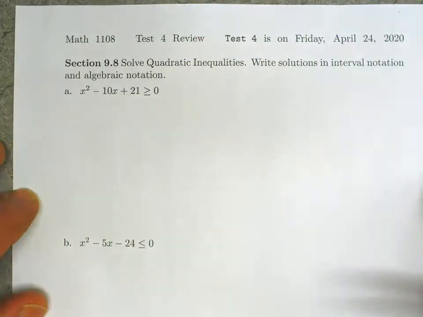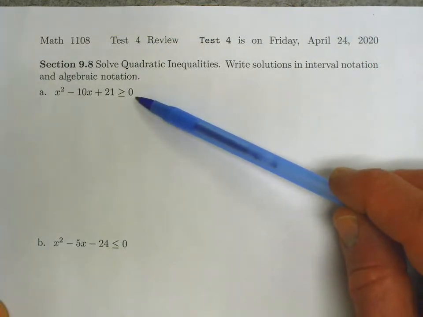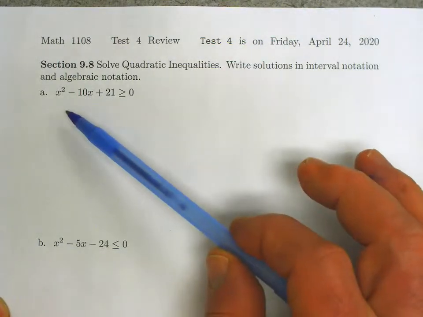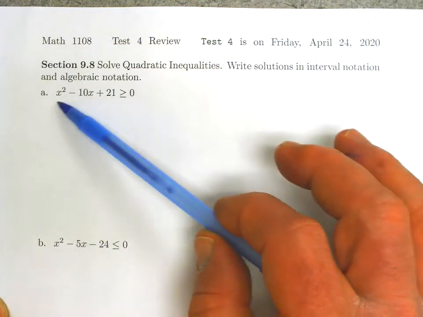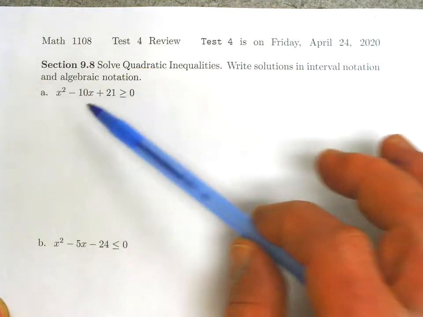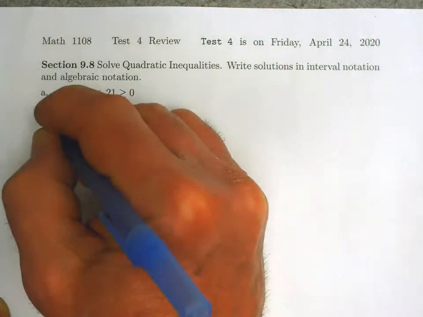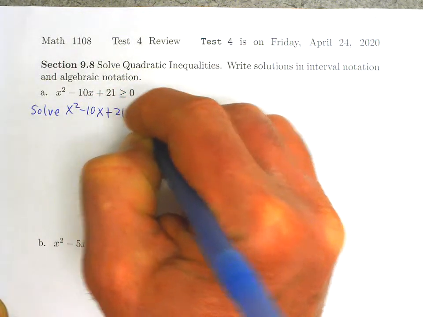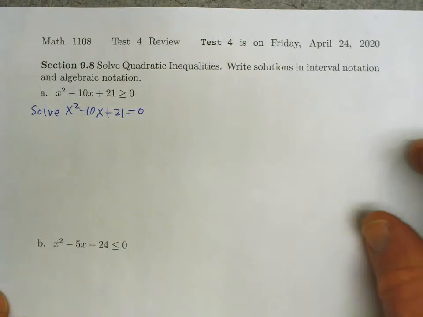Solving quadratic inequalities. When solving quadratic inequalities, we want one side to be 0. We already have one side equal to 0. And we want to find the endpoints. The endpoints are the x values that make x squared minus 10x plus 21 equal to 0. So we can solve the quadratic equation, x squared minus 10x plus 21 equals 0. The solutions are the endpoints, if the solutions are real numbers.